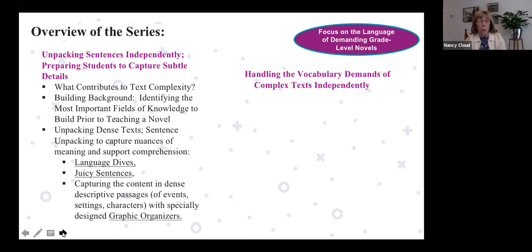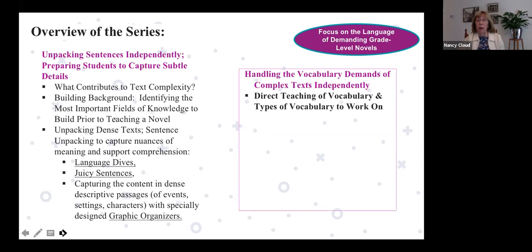So then we want to have kids have ways, we want to directly teach vocabulary, but we can only teach so much. And I suggested to you that you need to teach 3 different types of vocabulary when you're in a novel. We'll review that in a minute. We need some word analysis tools because it's a novel, there's a gazillion words in it, and how are we going to decide what words to work on?